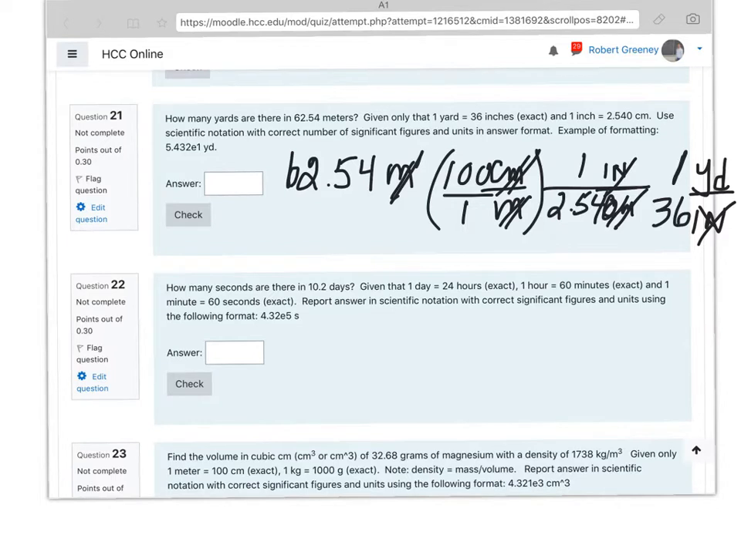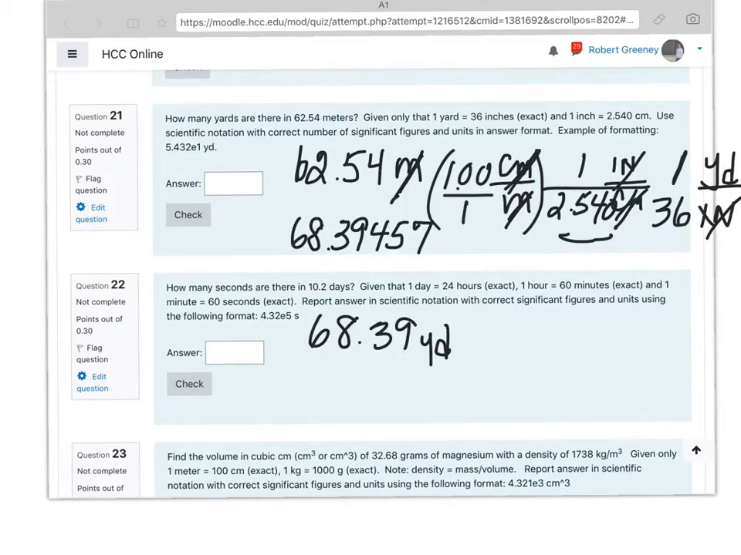So you take the 62.54. This way you're not guessing whether you need to multiply or divide by the number. So always write the units out and cancel the units. So the calculation is going to be 62.54 times 100 divided by 2.540 and divided again by 36. And that will give us the answer. Let's see what that is.